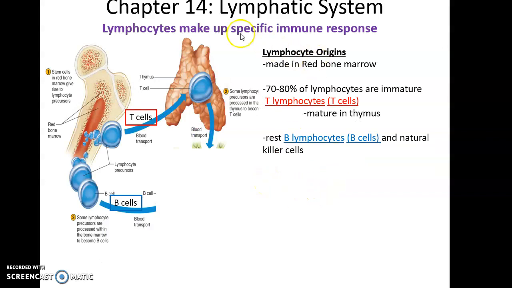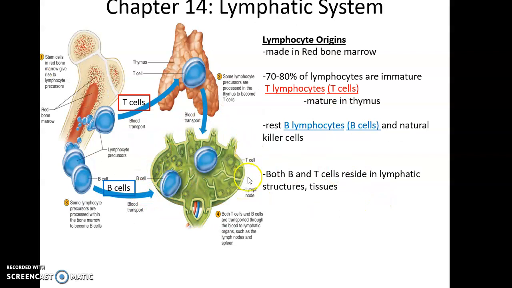All right, so the lymphocytes are the leukocytes important for our specific immune response. Again, made in the red bone marrow. T lymphocytes mature in the thymus. They make up the bulk of the lymphocytes. And then the B lymphocytes and natural killer cells are produced from the red bone marrow, already mature.